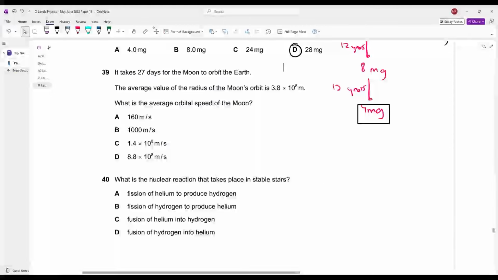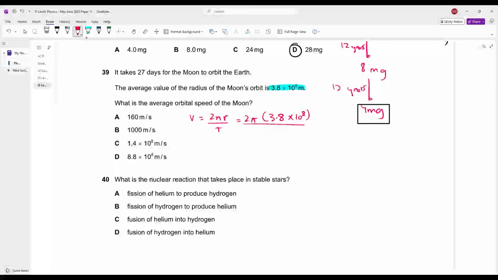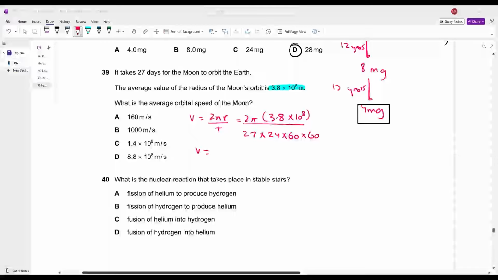चलो आगे बढ़ते हैं. It takes 27 days for the moon to orbit the earth. The average value of the moon's orbit is this. What is the average orbital speed? Orbital speed का क्या फॉर्मूला लिखवाया था, v is equal to 2 pi r over capital T. r की वैल्यू आपको पता चल गई. Yes, 3.8 into 10 raised to the power of 8. What is the value of time? 27 days, 27 into 24 hours into 60 minutes in each hour into 60 seconds in each minute. What does your answer of orbital speed come out to be? 1000 meters per second. B is your answer.